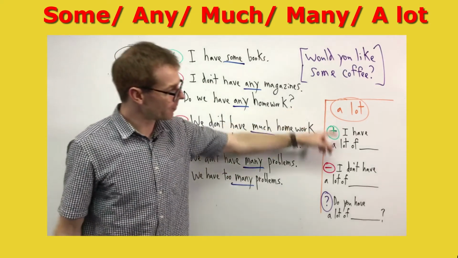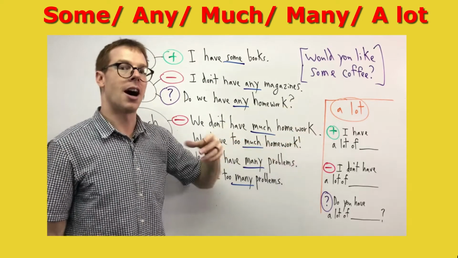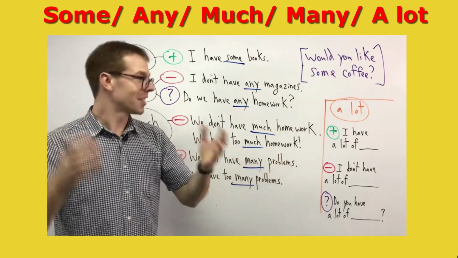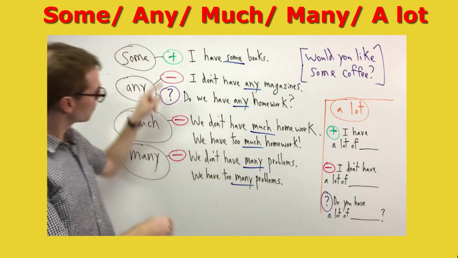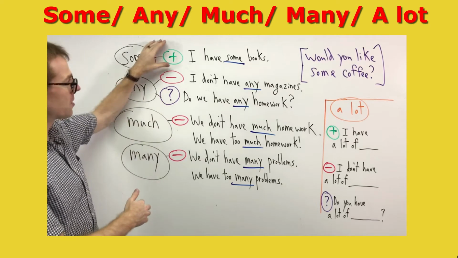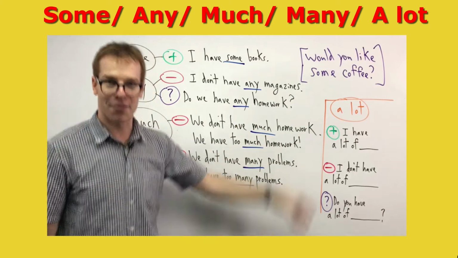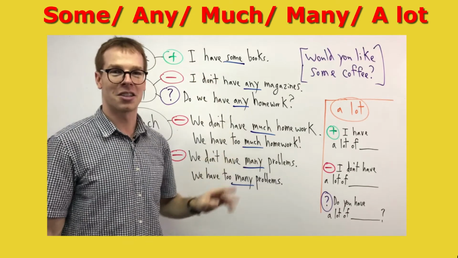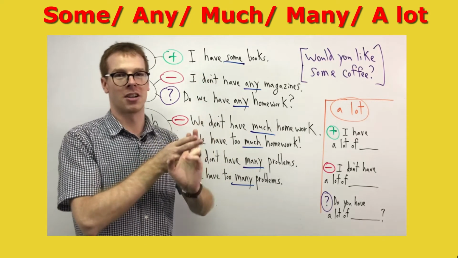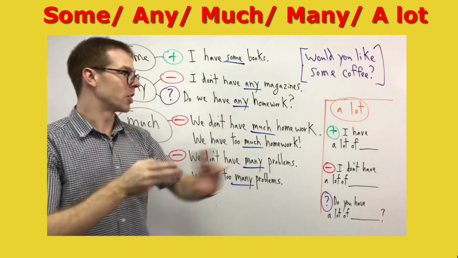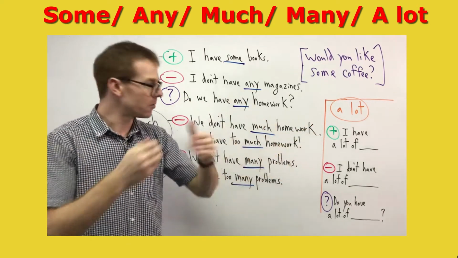Okay, last part, right here, we have a lot. Now a lot can be very useful because we don't have to worry as much about if it's positive or negative or question. We can use a lot for everything. I have a lot of cake. I have a lot of water. I have a lot of books. We don't have to worry if you count or don't count, both okay.